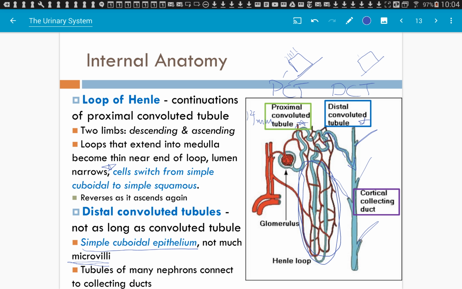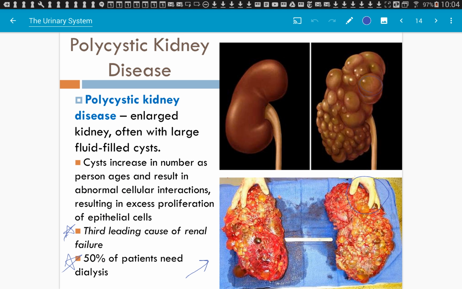How much, what's the word I was looking for? Yeah, microvilli is available.